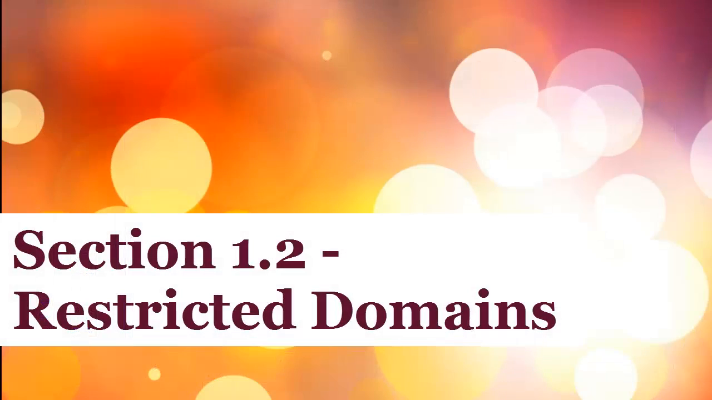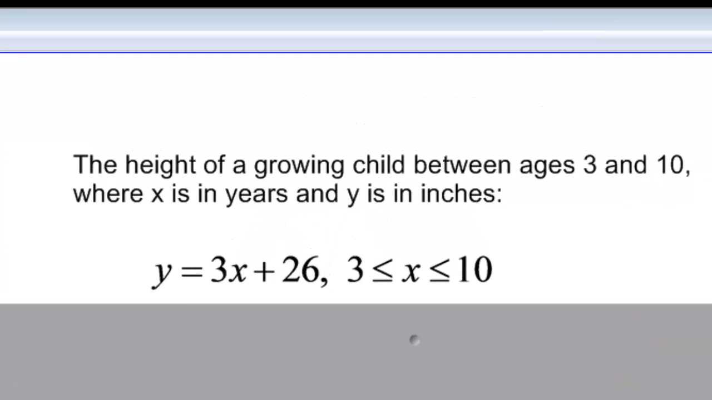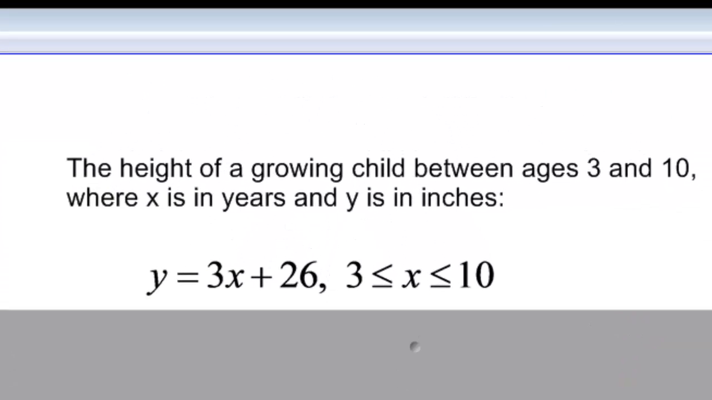Okay, the third topic in section 1.2 is the idea of restricted domains for a function. We use restricted domains when the behavior we're modeling is only true for certain values of x. Here's an example. The height of a growing child between ages 3 and 10, where x is in years and y is in inches, can be modeled by the function y equals 3x plus 26 for the values of x between 3 and 10 inclusive.